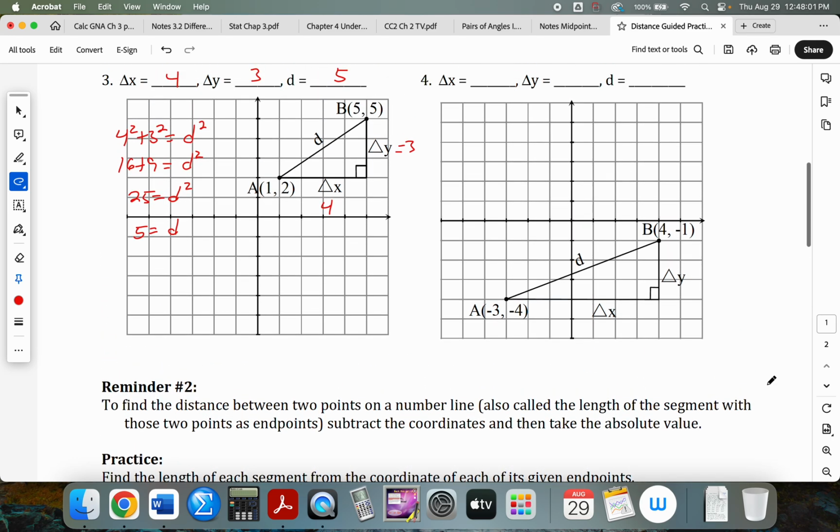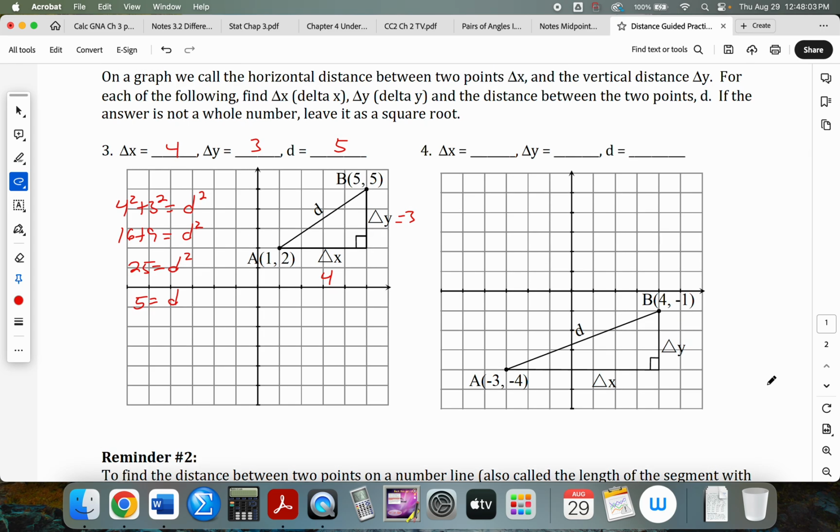Now, before we move on to the next page, look at this. We counted how far this is, but look at the x-coordinates. It was 5 and 1, right? What could we have done to get 4? We could have just subtracted. And for the 5 and 2, we could have subtracted that to find the 3.